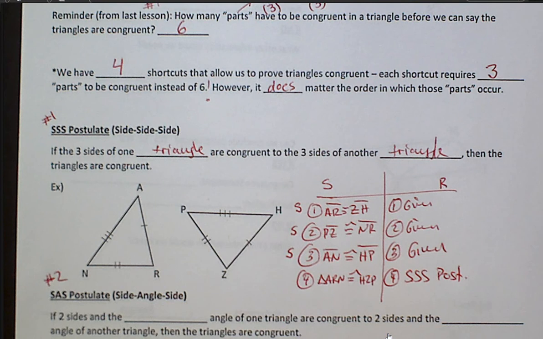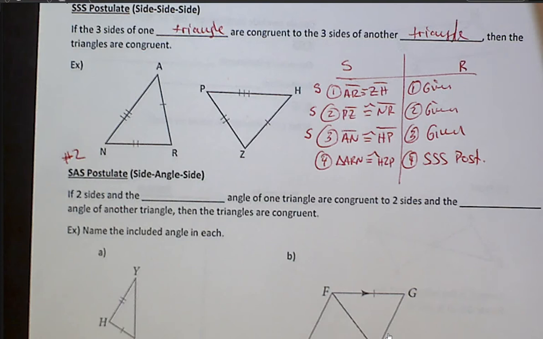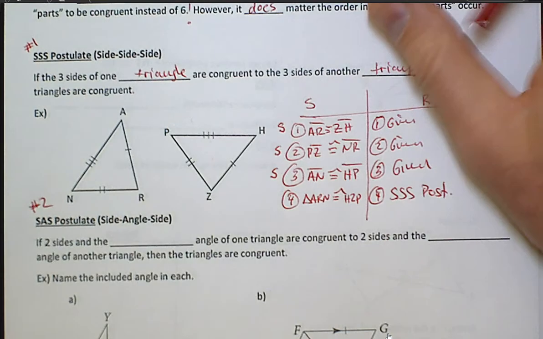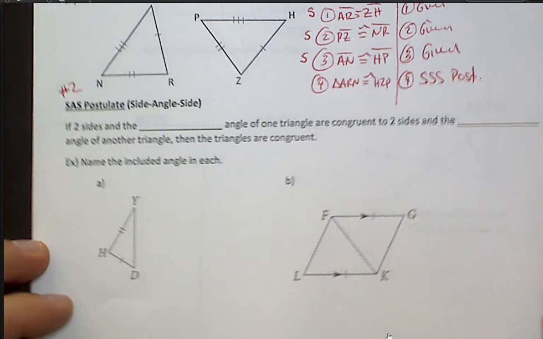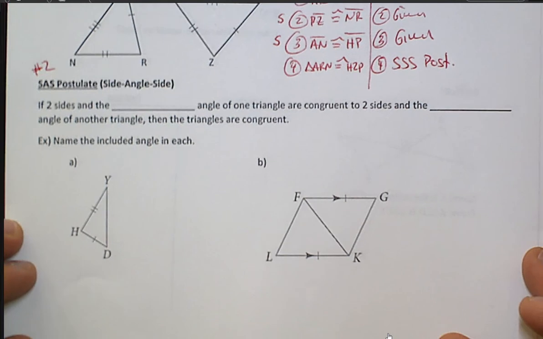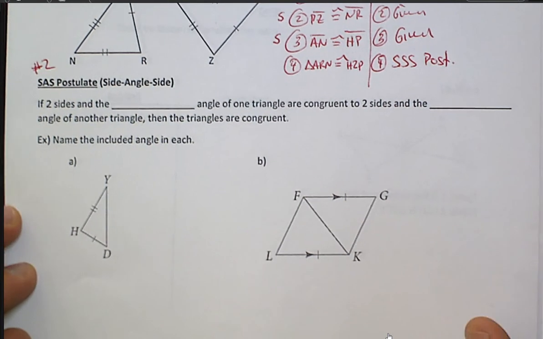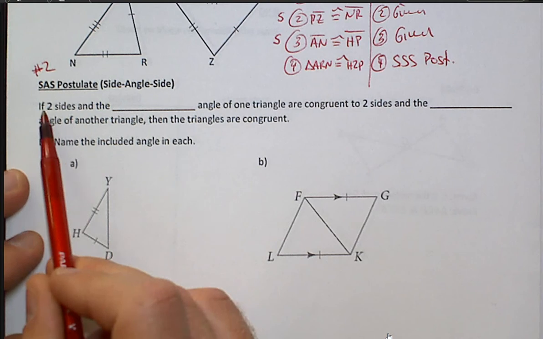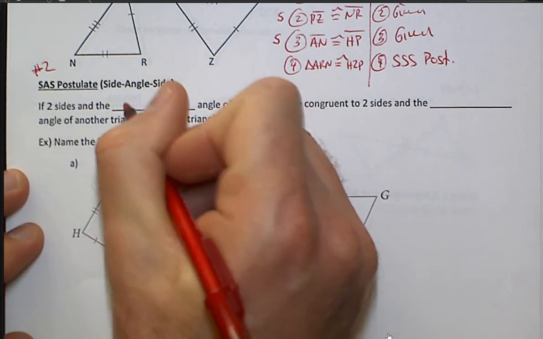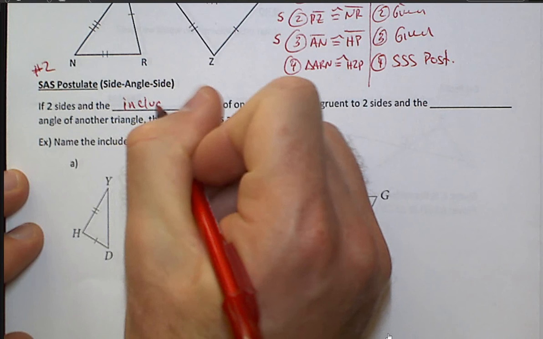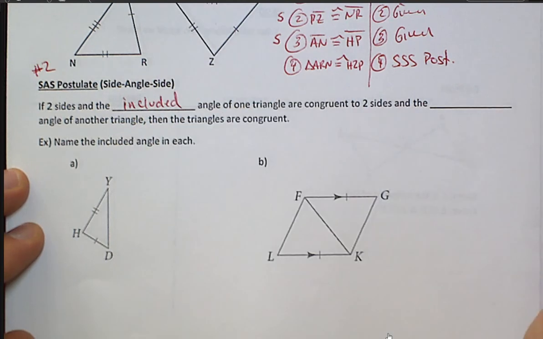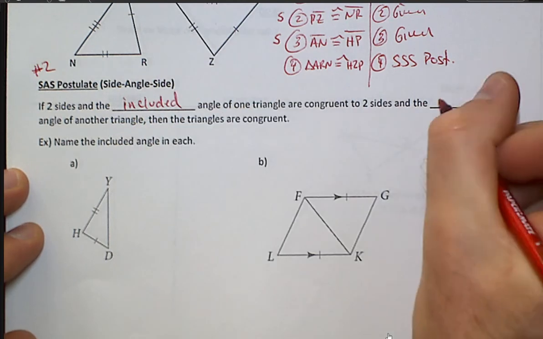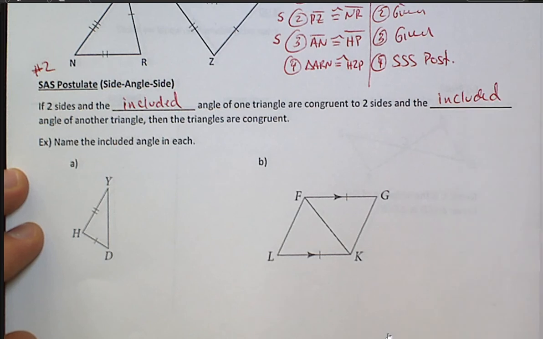Okay? So let's take a look at shortcut number 2 as we're moving forward here. Oops, sorry. Get that in your screen there. Hopefully. There we go. So SAS. SAS, here's how it reads. If 2 sides and here's the big part, included angle of one triangle are congruent to 2 sides and the included angle of another triangle, then the 2 triangles are congruent. Alright.